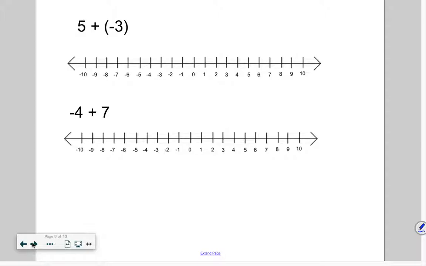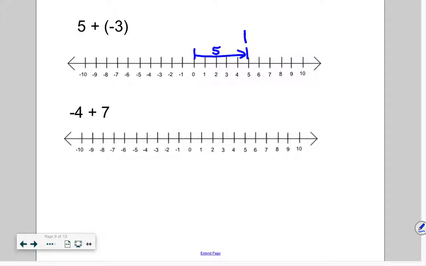Next one, 5 plus a negative 3. What number should we start with? Start with 0, and we're going to go 5 positives. Let me straighten out my line a little bit. So from 0 to 5 is our 5 positives. Now what? Because I'm supposed to add 3 negatives, I take away 3, meaning I go which direction? Am I going to continue to the right or turn around and go left? We're going to turn around and go left to show those 3 negatives now.